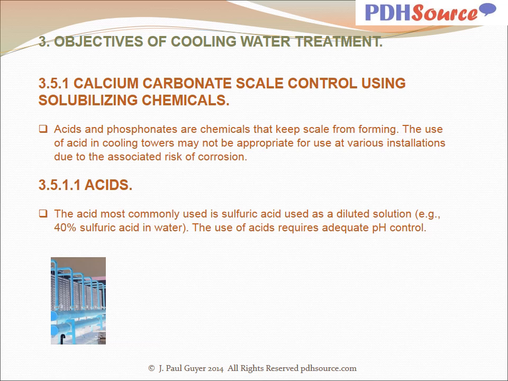With regard to calcium carbonate scale control using solubilizing chemicals, acids and phosphonates are chemicals that keep scale from forming. The use of acid in cooling towers may not be appropriate at some installations due to the associated risk of corrosion. The acid most commonly used is sulfuric acid, used as a diluted solution, 40% sulfuric acid in water. The use of acids requires adequate pH control.